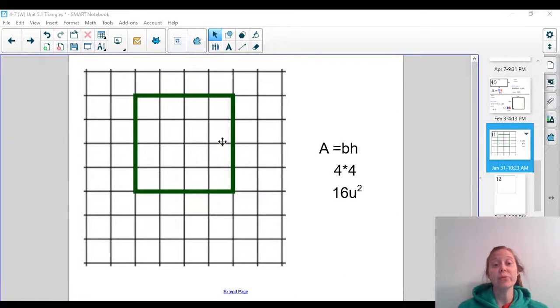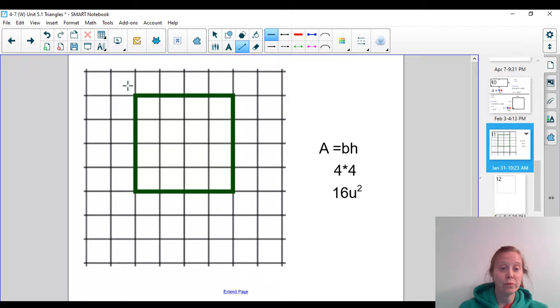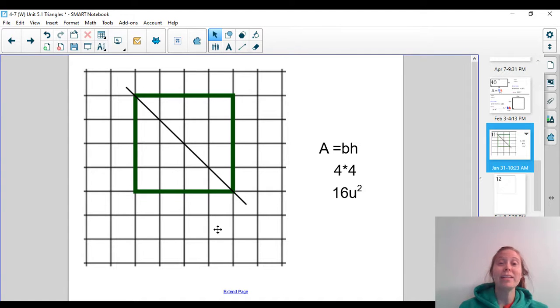So the question is, how do we take this rectangle and turn it into a triangle? Well, the way you're going to do that is we're going to cut it down the middle. We're going to make two triangles. We cut it into the middle. We cut it in half.